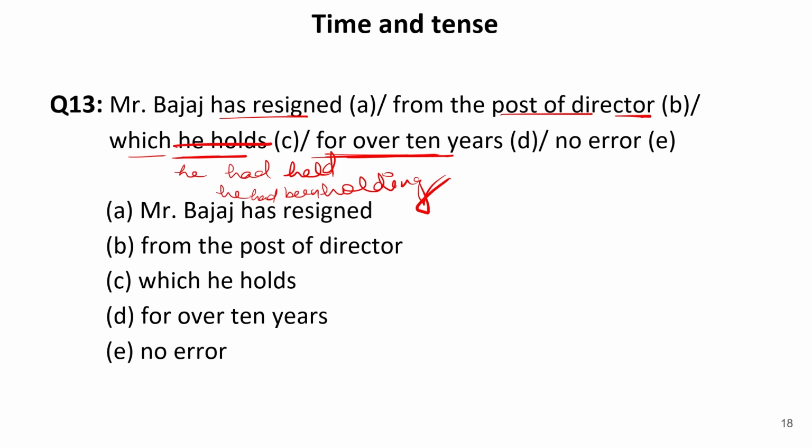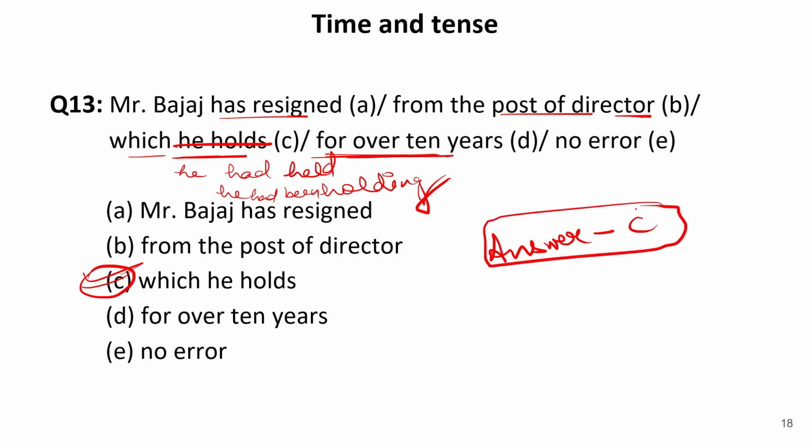Therefore, error is in part C. That's it. So C part contains the error. So our answer is C. Now, what is the rectification? Sometimes rectification we do according to the options which are given to us. But here, we have to just find out the part that contains the error. We need not rectify it. So our answer is C. That's it. Now, let us move to the next one.